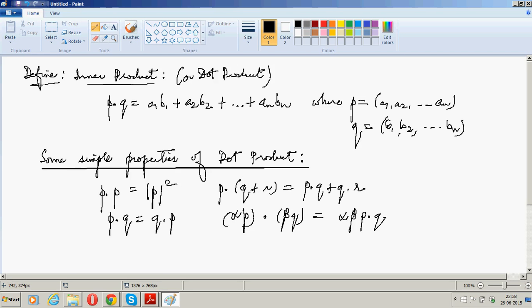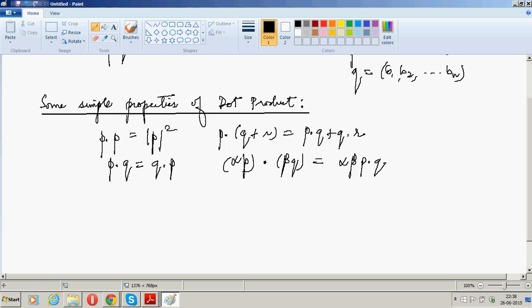Surya, are you there? Yes, sir. Okay. So now we come to the fact that analysis is mathematics of hard inequalities. We already saw one inequality, the triangular inequality. Now we come to the Cauchy Schwarz inequality.